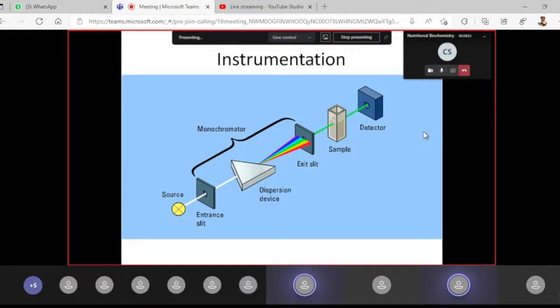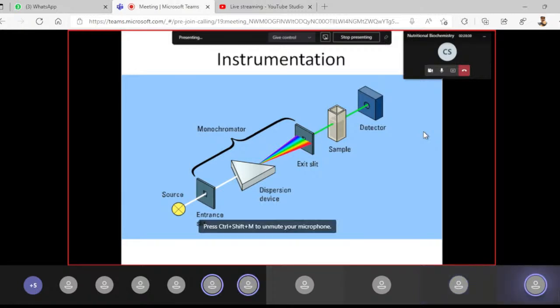Okay. So now tell me, if you have colored solution, which cuvette will you use? Colored solution, you will measure in the visible range. Visible range, yes. So which cuvette do you use? Glass. Then for the UV range, you are using colorless solution. So which cuvette will you use for UV range and colorless solution? Quartz cuvette. Okay, so you should know the difference.